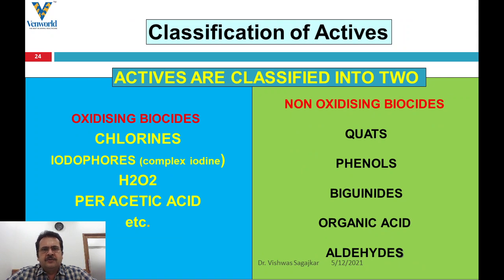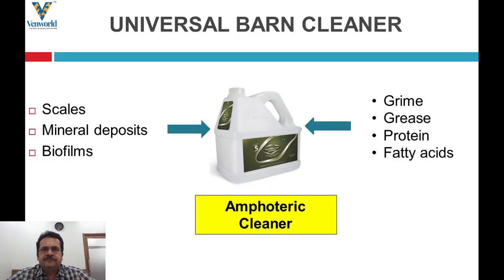And these actives are also classified into two categories. One is oxidizing biocides, and second is non-oxidizing biocides. Chlorine, iodophores, hydrogen peroxide, peracetic acid, and potassium monopersulfate kind of compounds are oxidizing biocides, and non-oxidizing biocides are quats, phenols, biguanides, organic acids, and aldehydes.